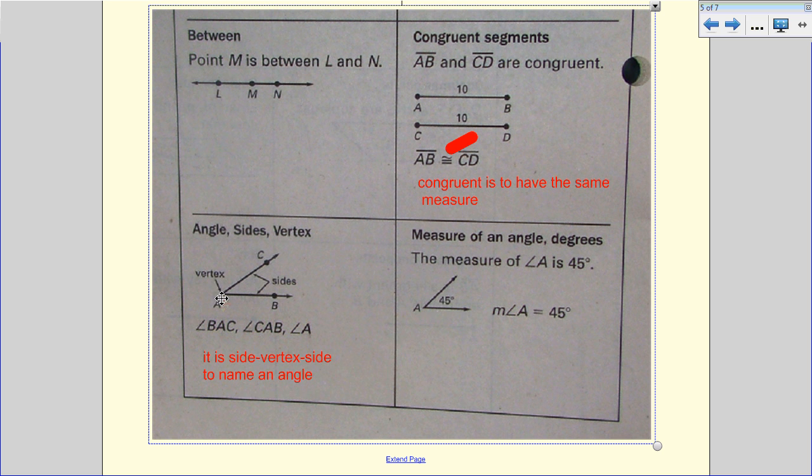Vertex is that corner point. So when you think of an angle being made up of two rays, the end point of each of those rays is your vertex. The measure of an angle in degrees, we would just say the measure of angle A is 45 degrees. So we denote measure by using this little m, so make sure you get that written down. So that m, angle A, is equal to 45 degrees. And when we did our angle activity, our measurement activity, we worked on making sure we had degrees written in there. We just have one last page of definitions.